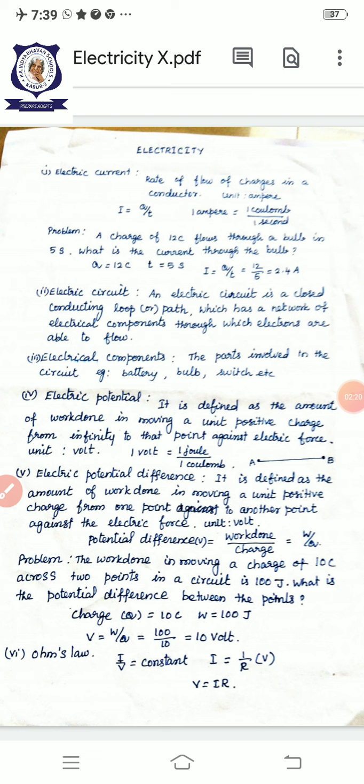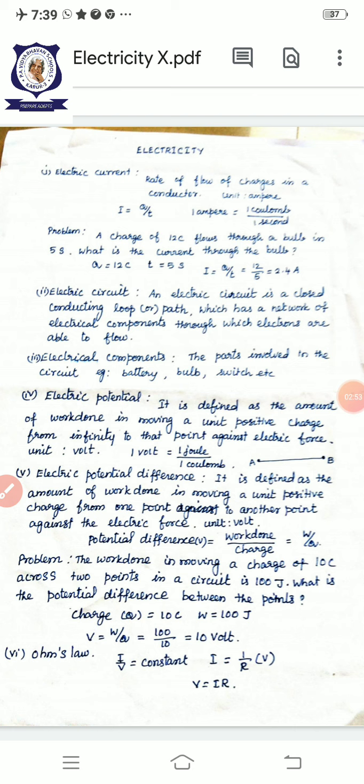Electric current is defined as the rate of flow of charges through an area of cross section in unit time. Unit time means here 1 second. In 1 second, through an area of cross section, how many electrons or how many charges flow, it is nothing but electric current. Its unit is ampere. Already we have studied this in the first lesson itself. It's a basic unit. The unit of electric current is ampere.